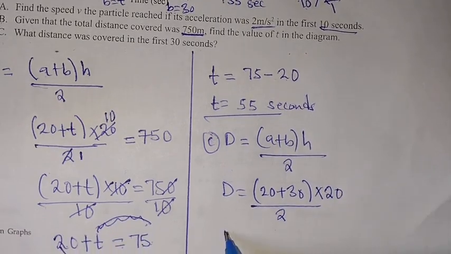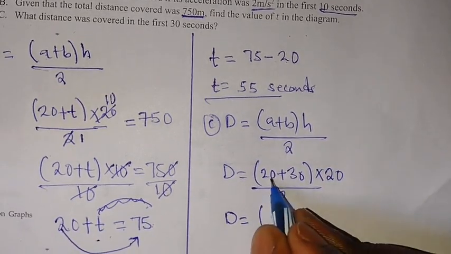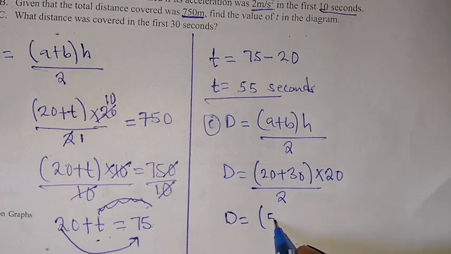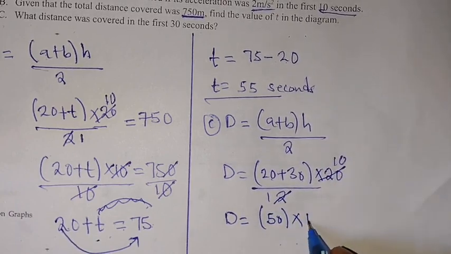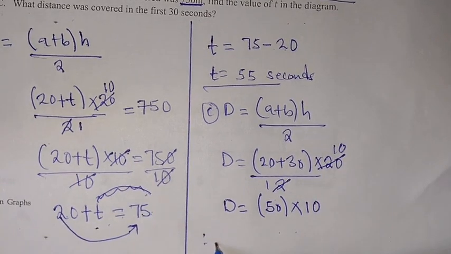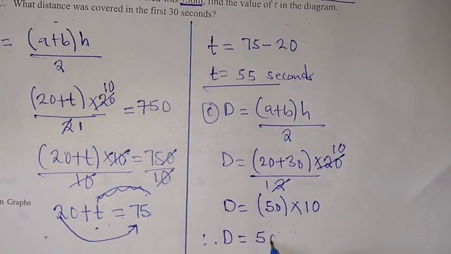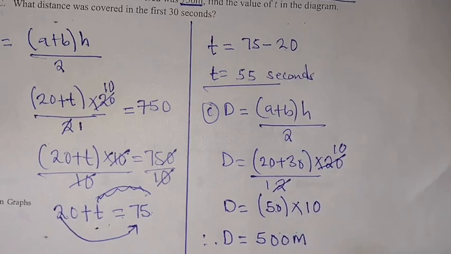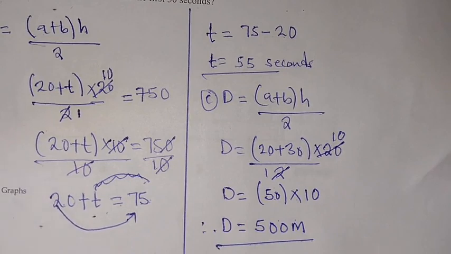From here, we're going to write distance equal to. So this and this gives us 50, times 2 into 20, it's a 10. So times a 10. So therefore, distance equal to 50 times 10. This gives us 500 meters as our distance in the first 30 seconds.